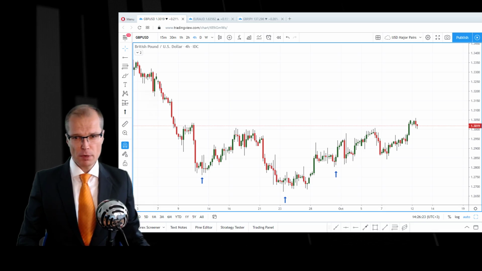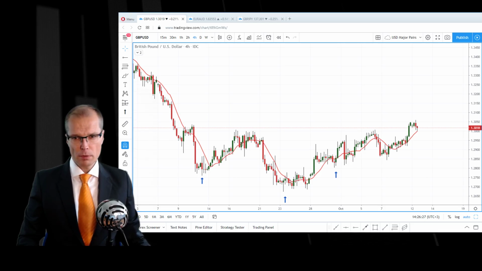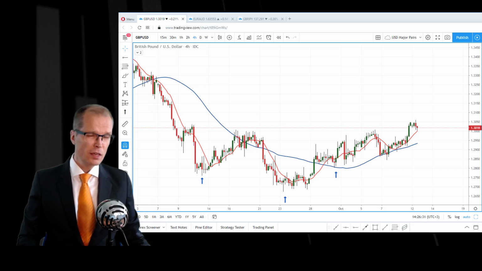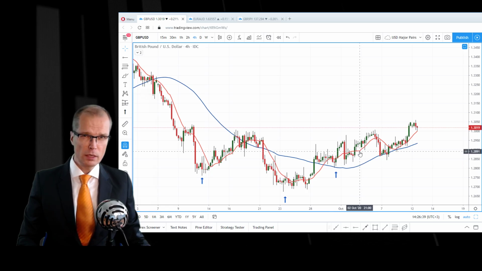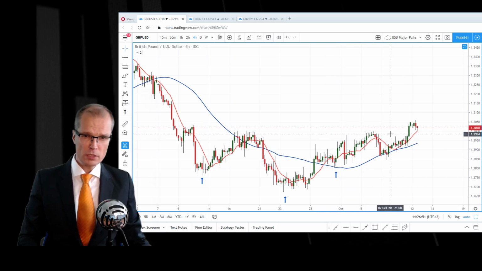First of all, let me bring back the moving averages here, not because they are something magical, but they help us to see where the momentum is. At the moment we have the red moving above the blue, which means the fast 10-period moving average is above the slower 50-period moving average. The price action is also mainly taking place above the 50-period. So this is a bullish setup.